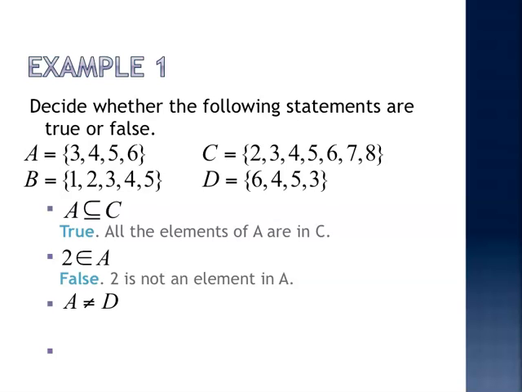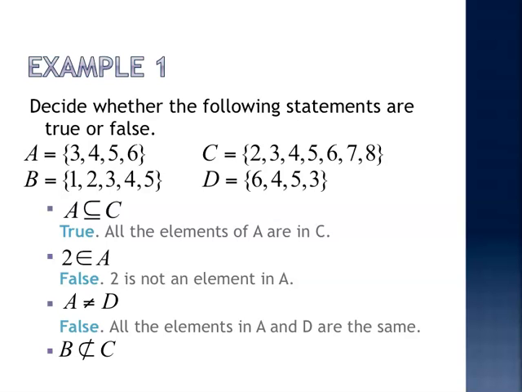All right, the next statement, A is not equal to D. So look at the elements of A and look at the elements of D and see if they are exactly the same or not. So A is 3, 4, 5, 6. D is 6, 4, 5, and 3. They're the same numbers, and although they are in a different order, that is okay. They have the same exact objects, the same exact elements within each set. So we would say that A and D are equal to each other. They are the same. So this is false.